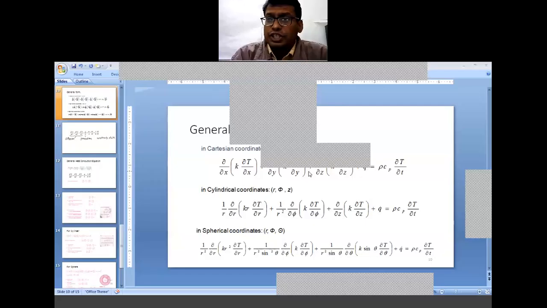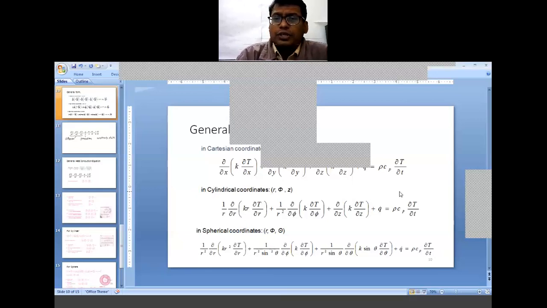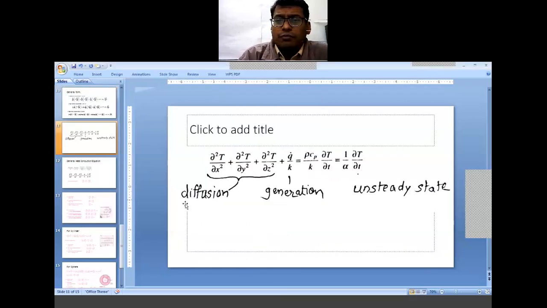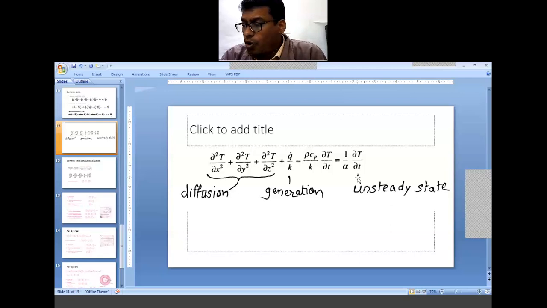Now we can have different conditions based on different situations. So we have three terms: the diffusion term, the heat generation term, and the last term is the unsteady state term. By considering all these three terms, we can simplify this equation to obtain the Laplace equation, the Fourier equation, and the Poisson's equation. It is the manipulation of these terms that changes.